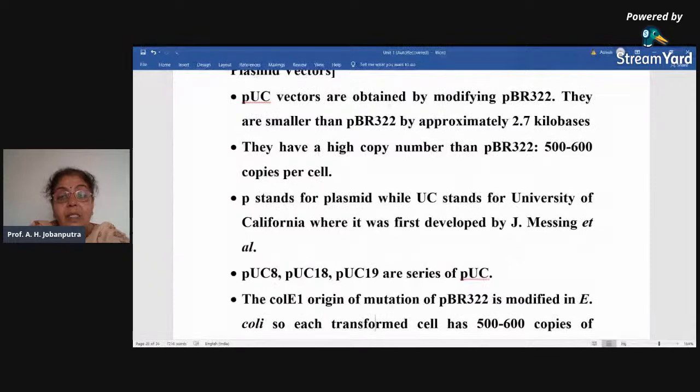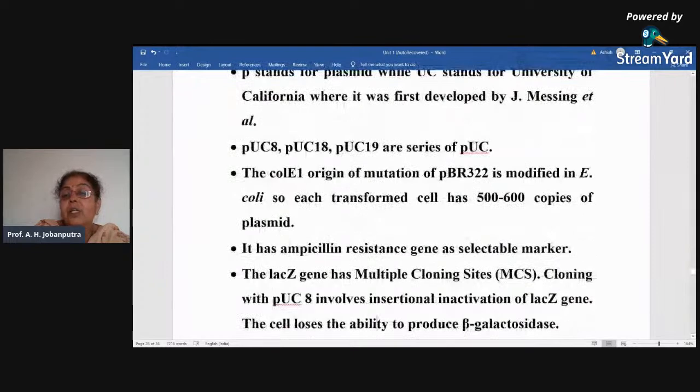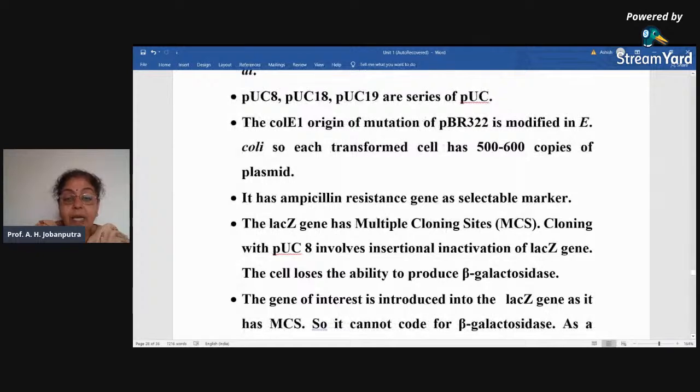P stands for plasmid, UC for University of California, and it was first developed by J. Messing et al. Several series of pUC plasmid are known: pUC8, pUC18, pUC19. The origin of replication of PBR322 is modified in E. coli, and that is why its copy number is increased. It has ampicillin resistance gene, just like PBR322. It has lacZ gene, that is the multiple cloning site.